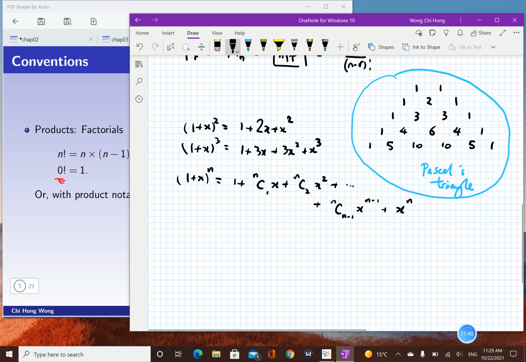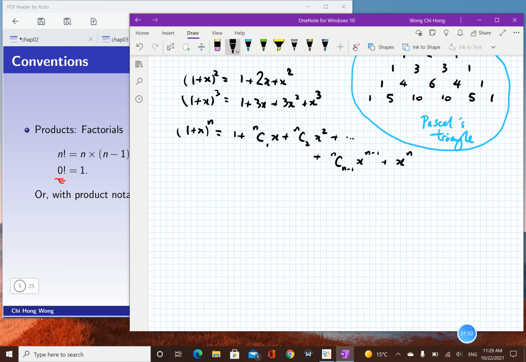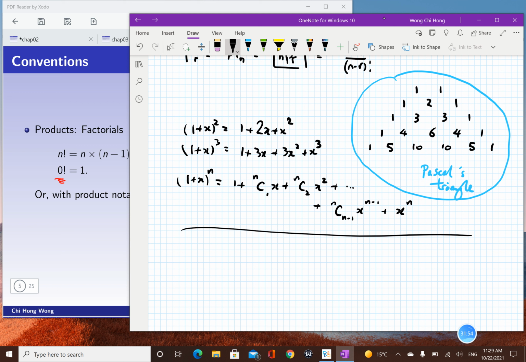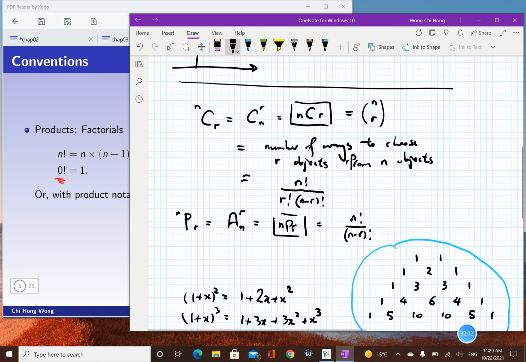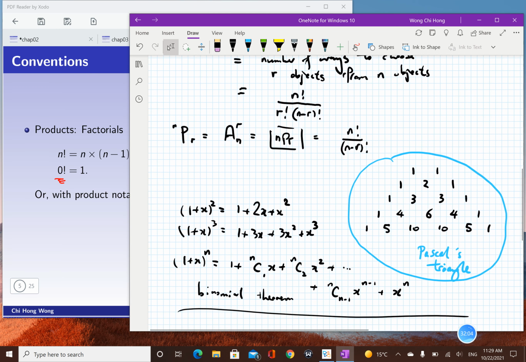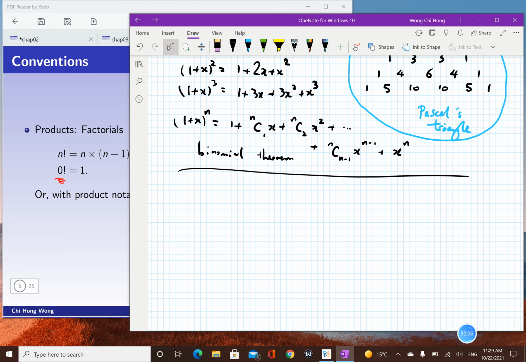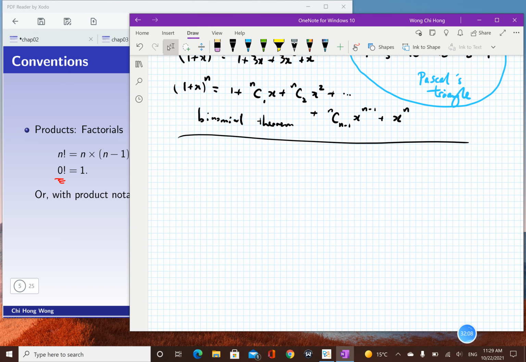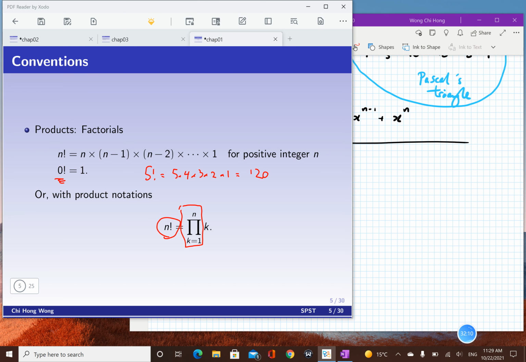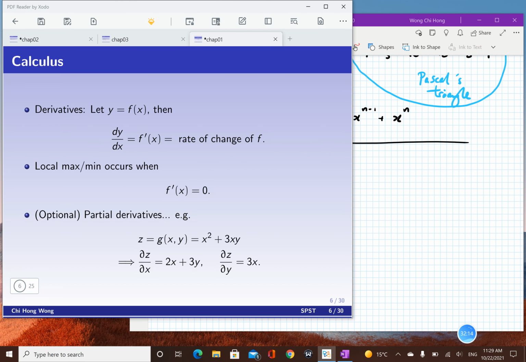Either way, if you have done your binomial theorem or your permutations and combinations, that's where you would have met this factorial notation or combination and permutation notation.